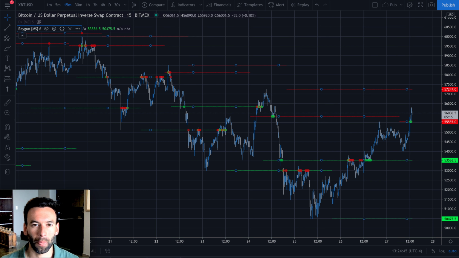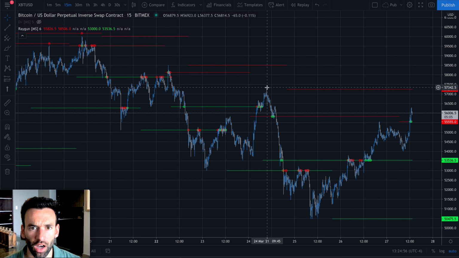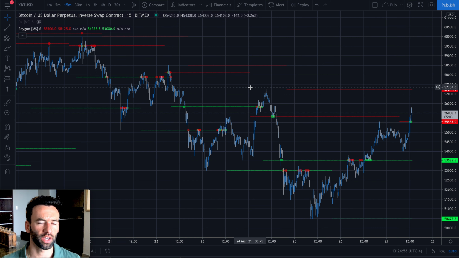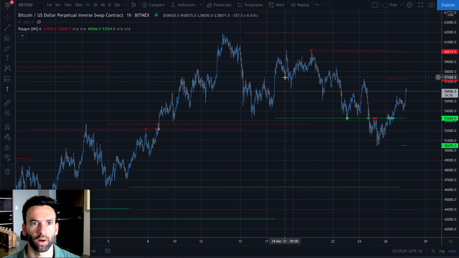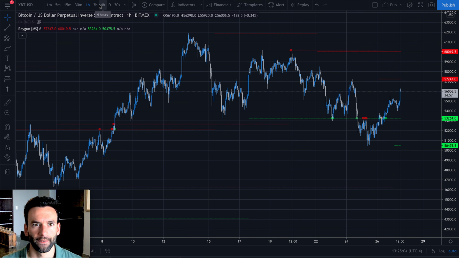Hey everyone, today we're talking about the Raygun indicator by market scripters, and this is it on the chart. We're looking at Bitcoin on the 15-minute right now. Of course, you can use this indicator on any time frame, so whether it's the 1 hour or the 3 hour, whatever you like to trade.